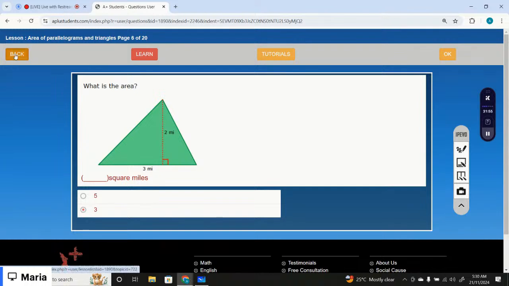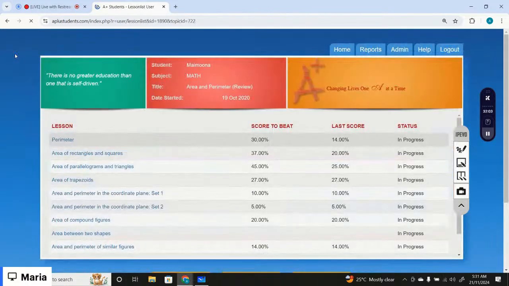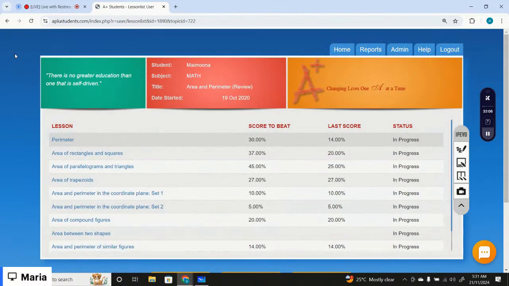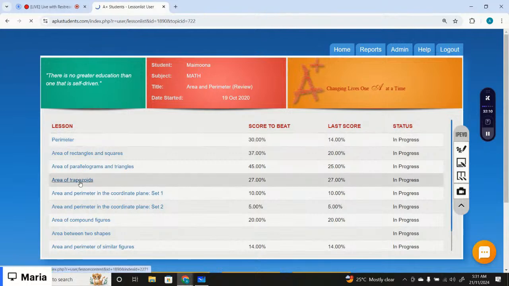Okay, you can complete the lesson by yourself later today. Let's just move on to next lesson. That is area of trapezoid. Let's just start with the next lesson.